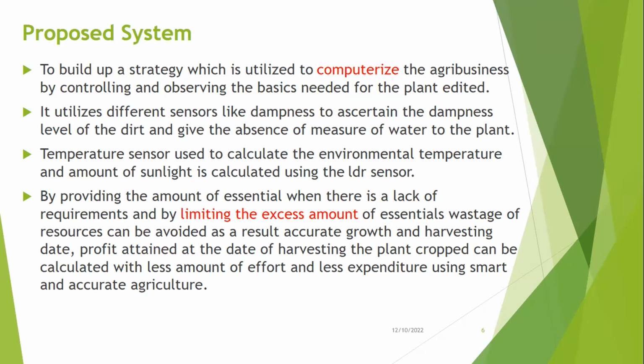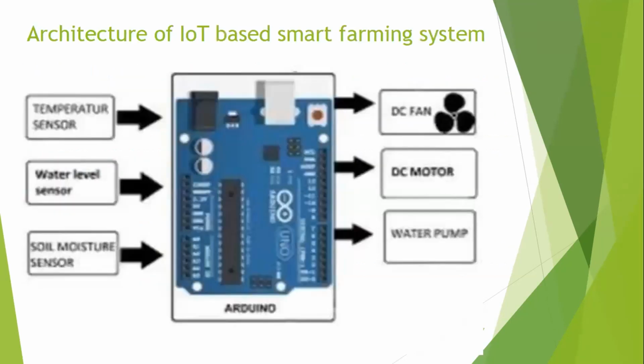As a result, we are able to get accurate growth and harvesting date, and the profit attained at the date of harvesting. The plant crop can be calculated with less effort and less expenditure using smart and accurate agriculture. So the architecture looks like this: we are going to use the Arduino system.